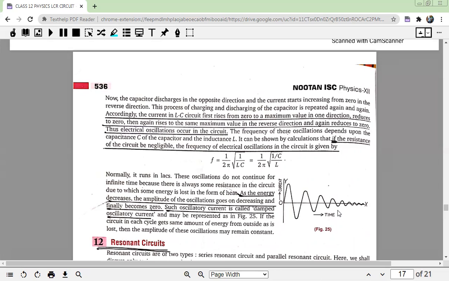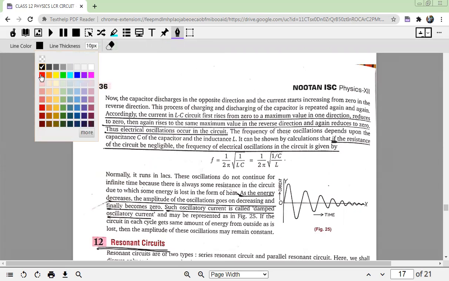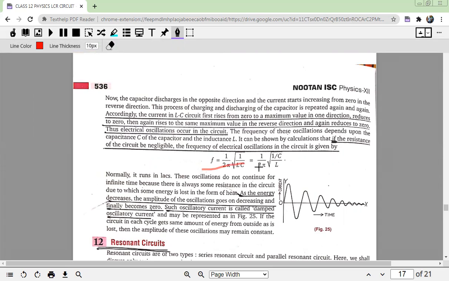It's clear. What will be the natural frequency here? The natural frequency of these oscillations is given by f equals 1 upon 2 pi root LC. You can see here, it will be this 1 upon 2 pi root LC, which has been written in this form. That is not needed. You only remember this form, 1 upon 2 pi root LC.